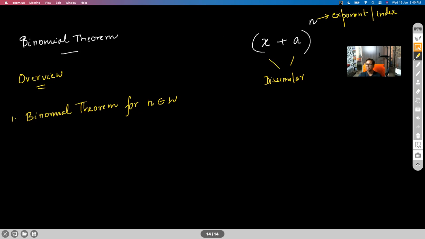Okay. So we are going to learn in this chapter how to deal with such kind of an expression. Of course, binomial theorem is one aspect of this. There are many more things in the chapter.